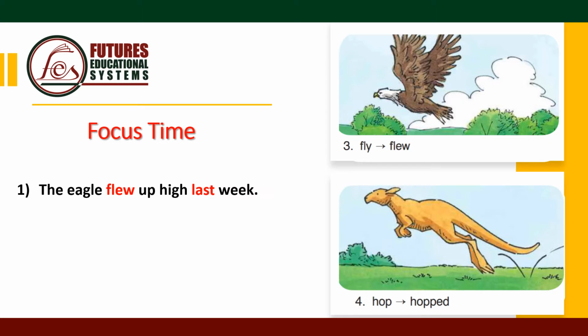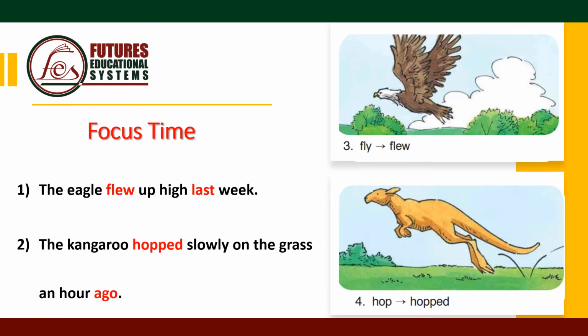Picture 4, we have a kangaroo and the verb hop. In the past simple tense, it's hopped. Because there is one vowel before the last consonant, we double the last consonant, which is the P. So we have double P before we add the ED. And the sentence is, the kangaroo hopped slowly on the grass an hour ago. Ago is the time marker that shows that this verb happened in the past.